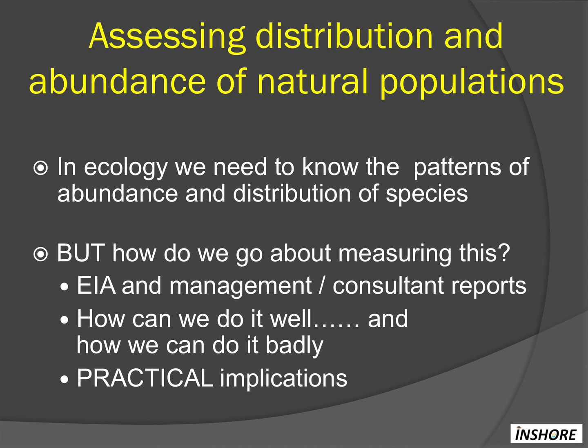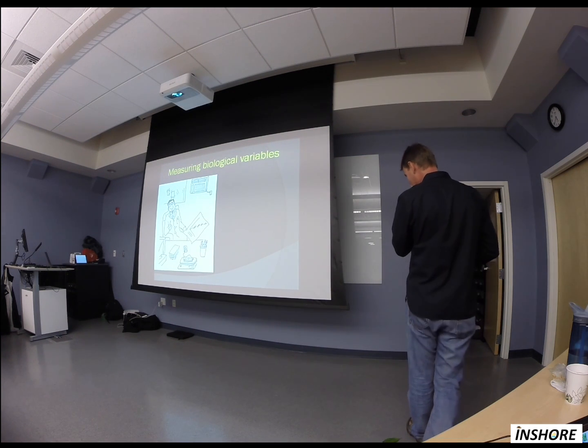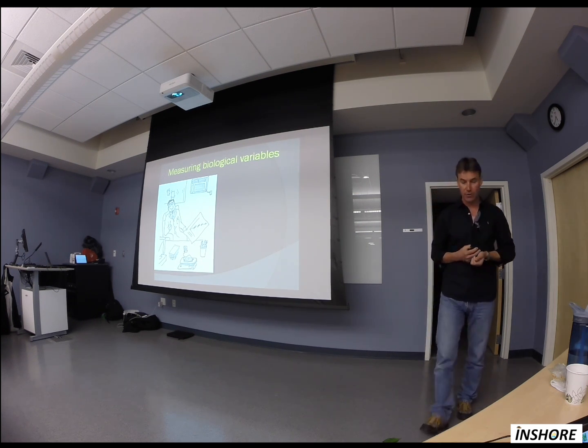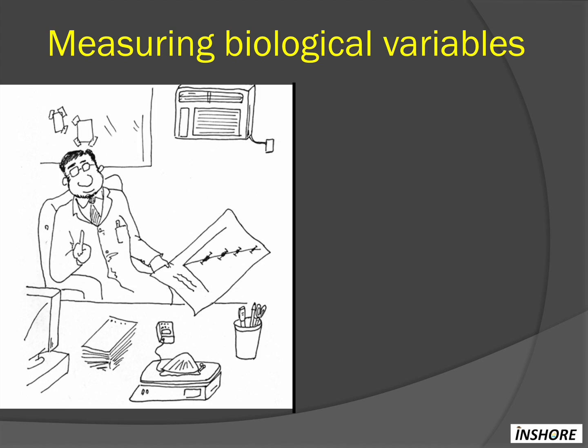And I'm really going to talk about practical implications, going out and actually trying to measure the distribution of species practically. How do you go and do that? And when we talk about how we measure biological variables, there's a lot of ways we can try and do that. There's this way where we can actually take animals or plants or algae back into the laboratory where we can control all the conditions we work on.